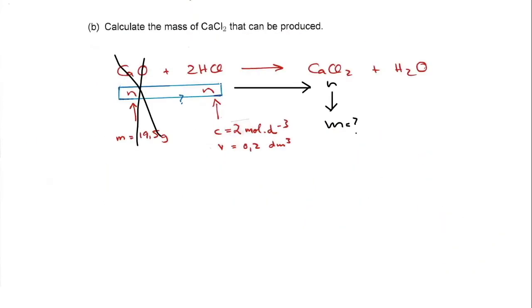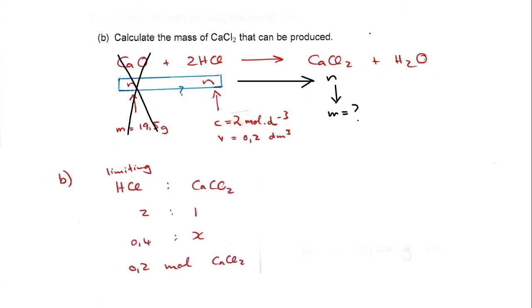In question B, they ask us to calculate the mass of the calcium chloride that can be produced. So I need to work with the hydrochloric acid because that's my limiting agent to work out the moles of calcium chloride and then convert that to mass. So first off, working with my limiting agent, and that's going to tell me 0.2 moles of the calcium chloride will be produced, and then just converting to mass.